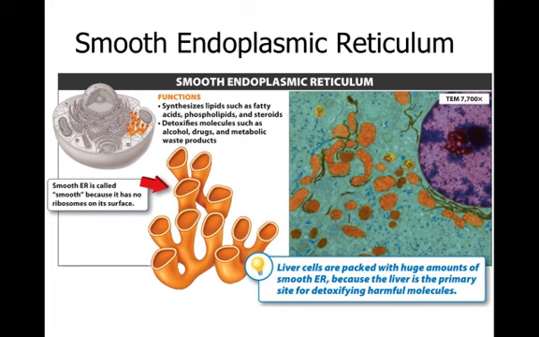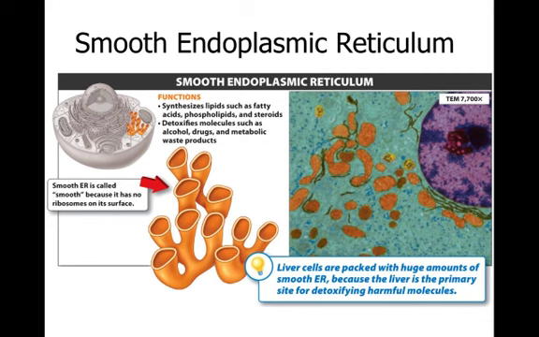So smooth endoplasmic reticulum makes our fatty acids or makes our lipids. Also, however, the smooth endoplasmic reticulum detoxifies molecules. So it will actually break down alcohol, break down drugs, and other waste products. It's smooth because it does not have ribosomes. It has nothing to do with proteins like the rough ER does. It only has to do with fats and detoxification.